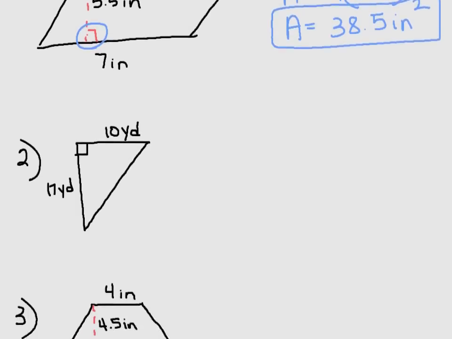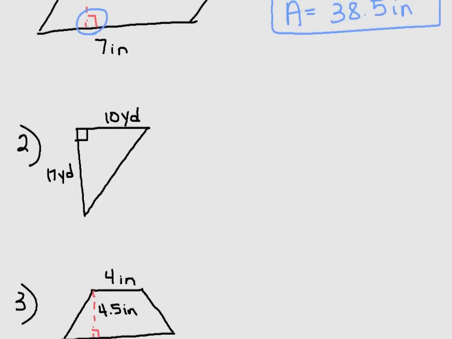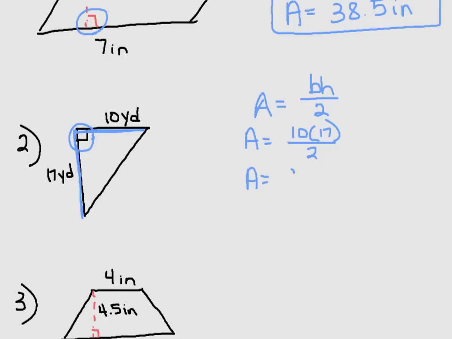Okay, number 2. Number 2 is a triangle. So let's write down the formula that we will need. Area equals base times height divided by 2. All right, so again, to find the base and the height, I'll always look for the right angle. My base is 10. My height is 17. So let's go ahead and substitute. Base is 10 times 17 divided by 2. And so 170 divided by 2 is 85 yards squared.